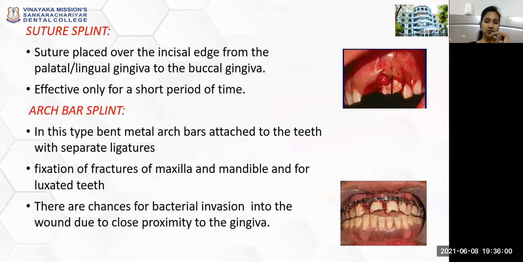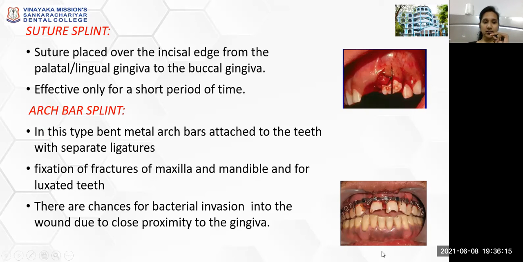Next is suture splint. These are very fragile splints which can be used only for a shorter period of time. A suture is placed over the incisal edge from the palatal or the lingual gingiva, which extends to the buccal gingiva. This is not much effective.